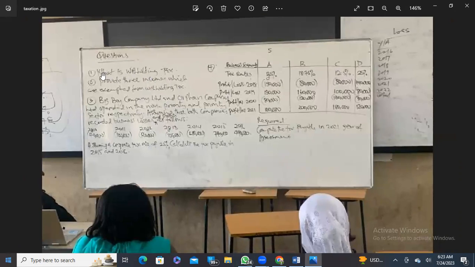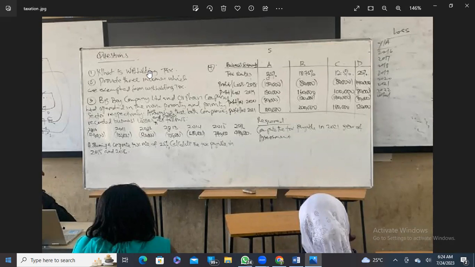The first question is asking, what is a withholding tax? We have to provide three incomes which are exempted from withholding tax. And the third one is a small theoretical question on its own, or a practical assessment question. The fourth one is also a practical assessment question. But let's look at question one.